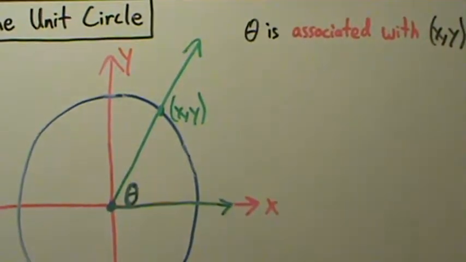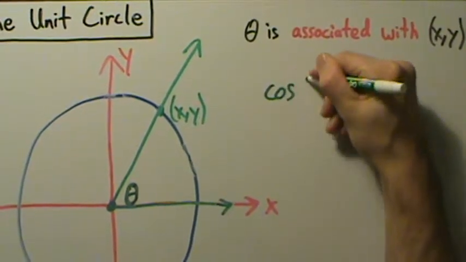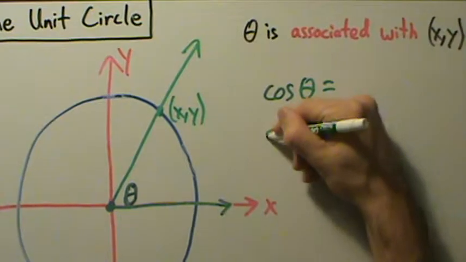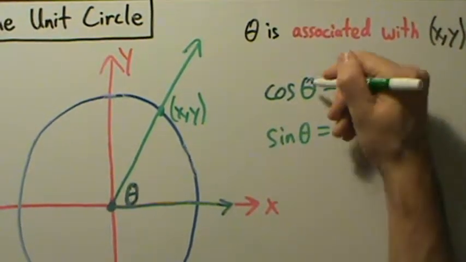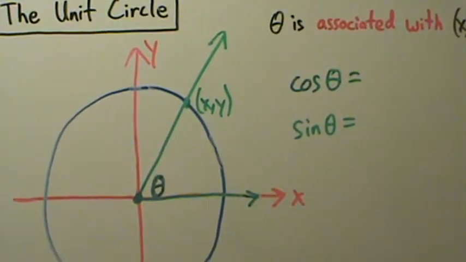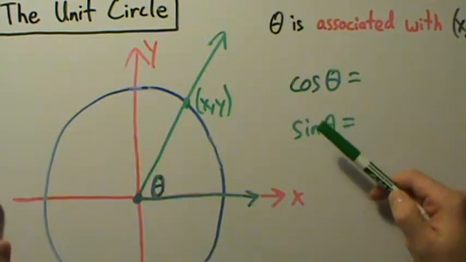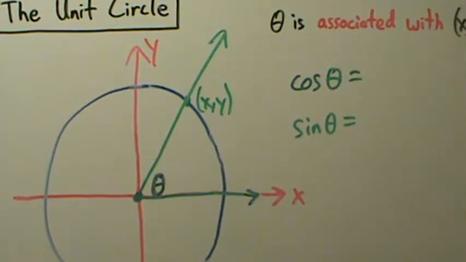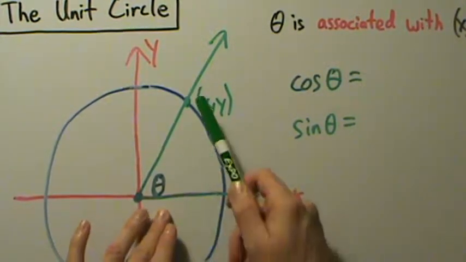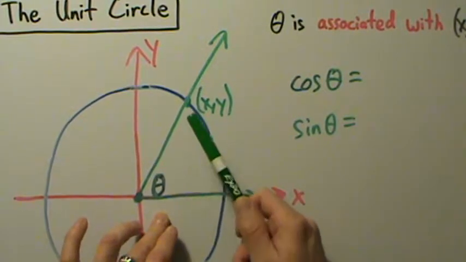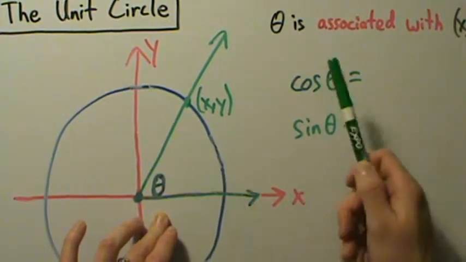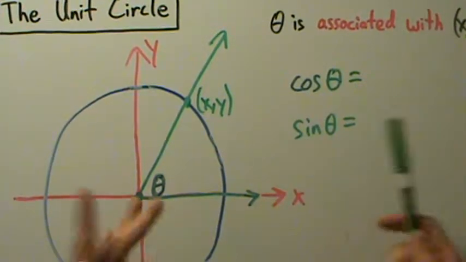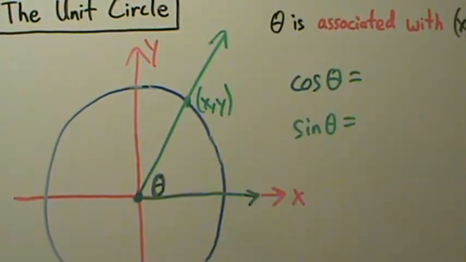So anyway, what if we want to figure out what is cosine of theta and what is sine of theta? Okay, what if we want to figure these things out? Well, we only talked about cosine and sine in terms of right triangles, right? So we don't really have a right triangle here, but let's go ahead and toss one in. So all we have is an angle and a point on the unit circle, and this angle is associated with that point. And we just want to know what's the cosine and sine of that angle. And also the other trig functions too, but we'll talk about those after these.